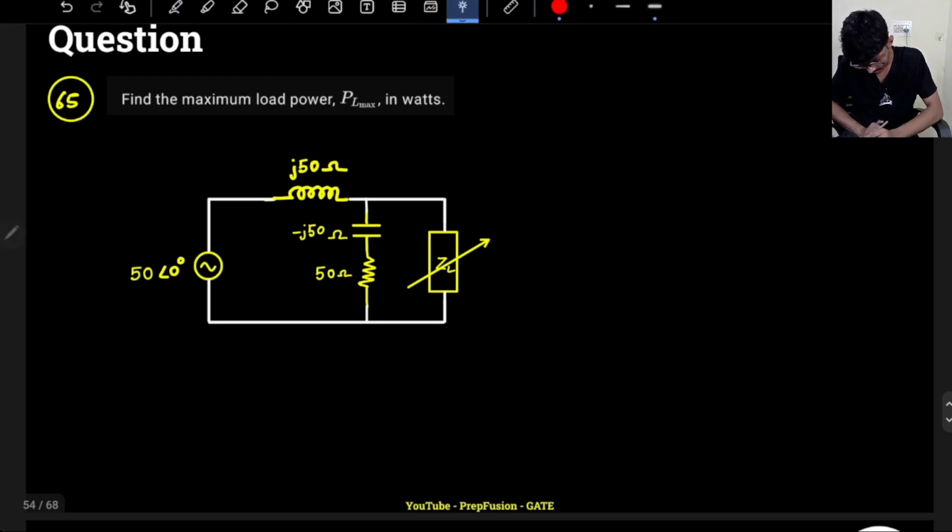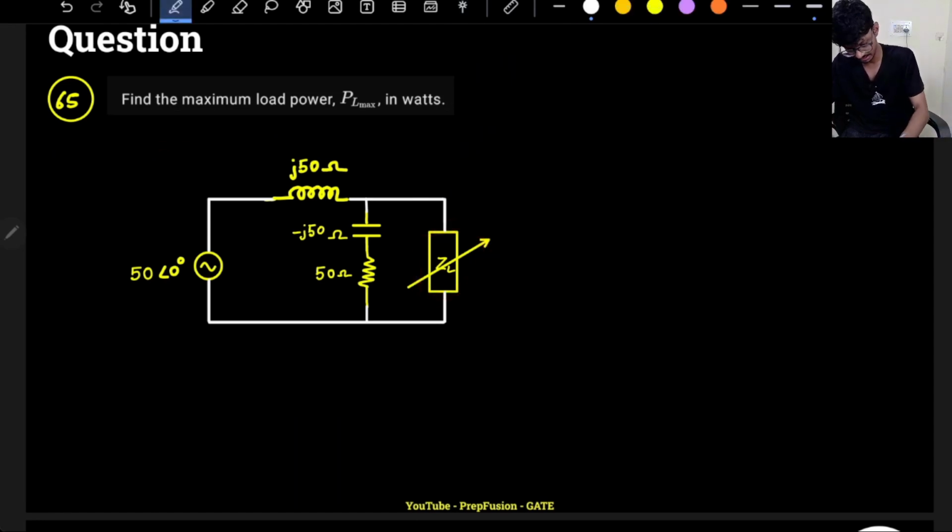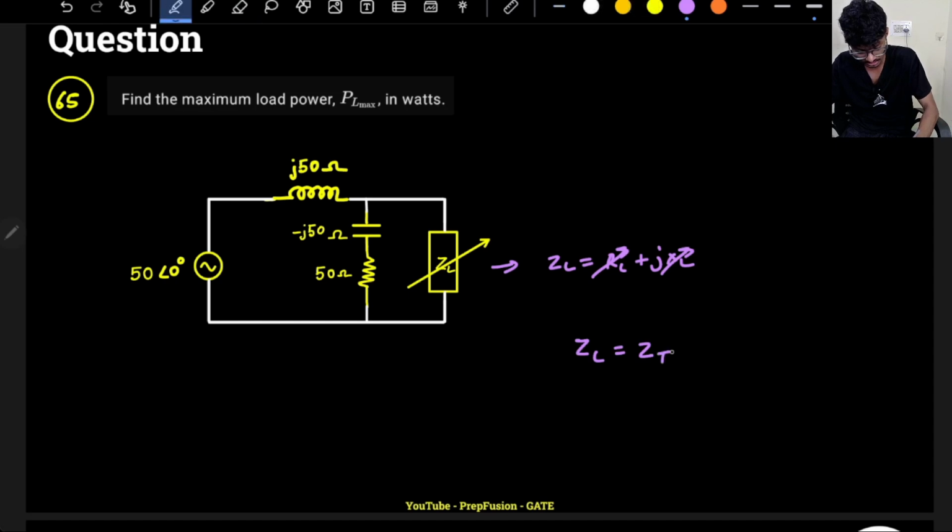Here they have asked to find the maximum load power PL max. Again the same thing, but this time it is ZL. ZL can be written as RL plus jXL. So both are varying now. So what will be the condition for maximum power transfer? ZL will be equal to ZTH conjugate. So it has to be conjugate.